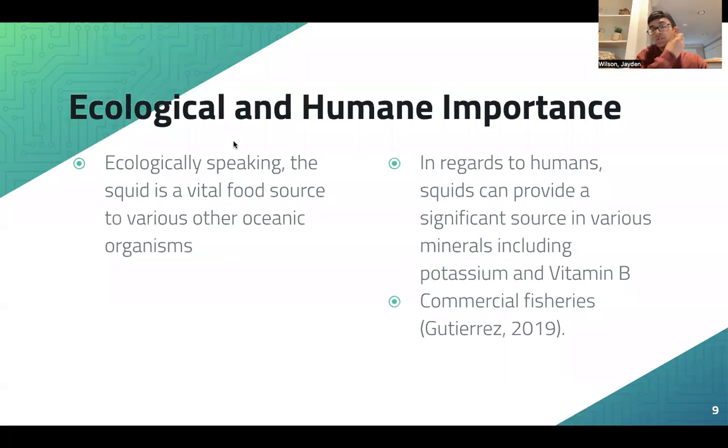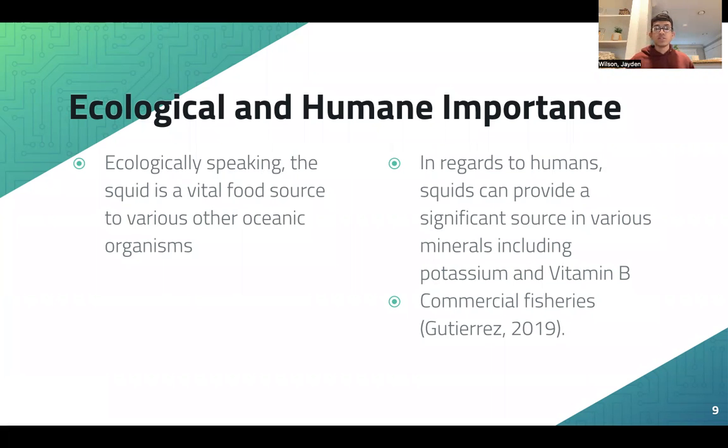Let's talk about the ecological and human importance, because these squids aren't just here for no reason. So like I said earlier, with the habitat and the food, they are a vital food source for many other oceanic organisms. Without the squid, half of these sea animals wouldn't have anything to eat.